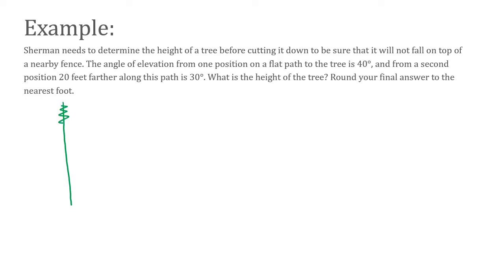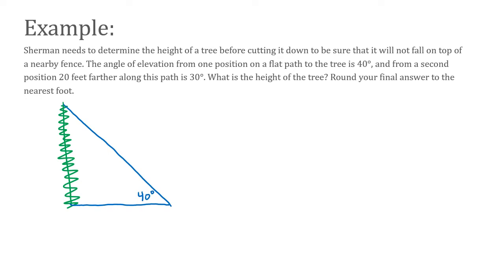And make that tree. I'm going to assume that tree is perpendicular to the ground. And let's see, what else do I know? Sherman is on the ground on a flat path. And the angle of elevation to the top of the tree is 40 degrees. So this angle right here is 40 degrees.